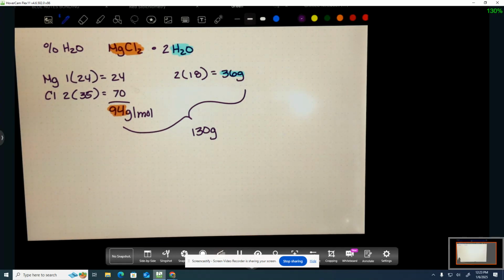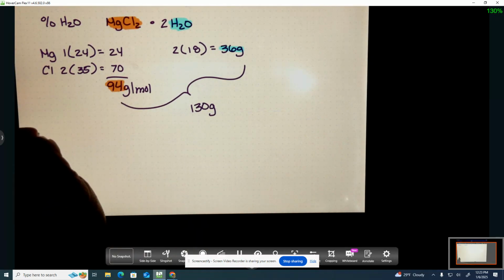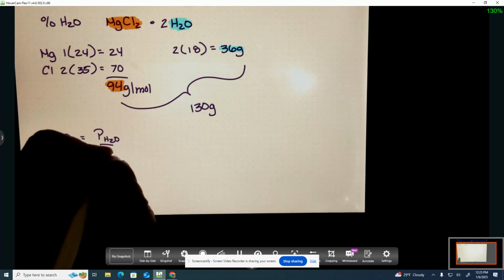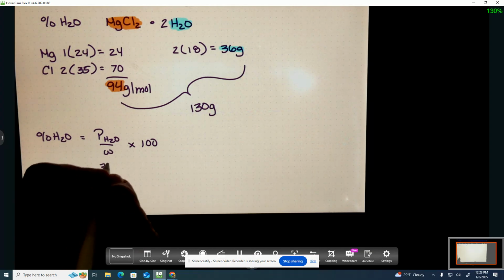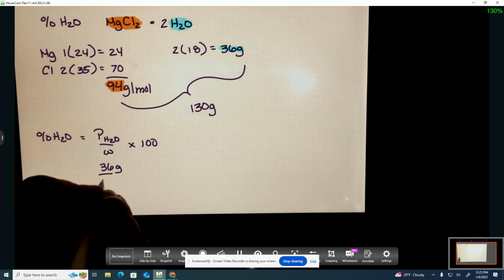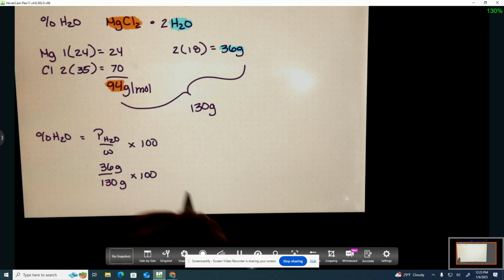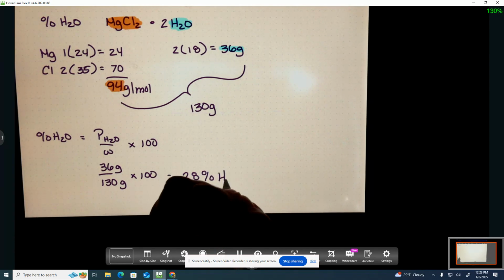Alright, I was in par. 94 plus 36. Okay, now let's take the part. We want the percent of water. So we're going to do the part that's water over the whole thing times 100. We're going to take 36 grams over 130 grams, times 100. And you should get 28% water.